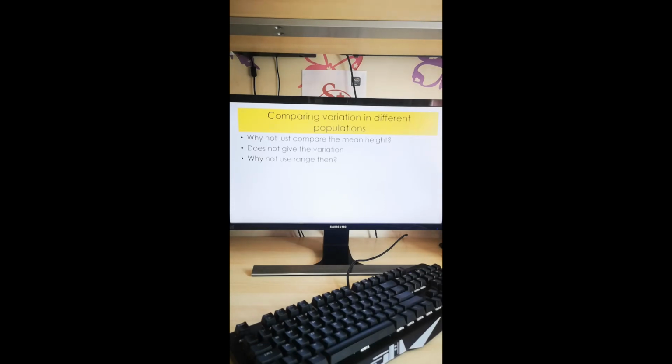So why not use the range? The range is good, that'll tell us the smallest height to the largest height, and then we could compare those.